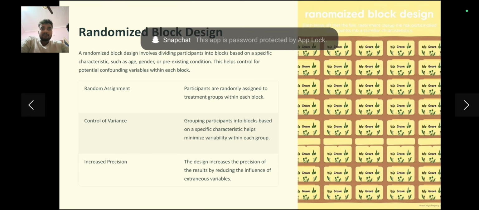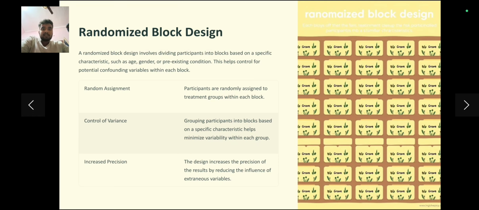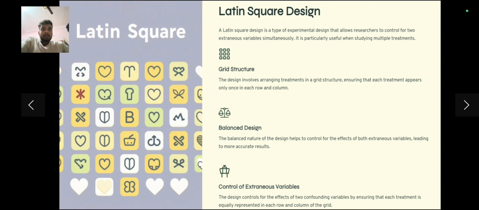Randomized block design. A randomized block design involves dividing participants into blocks based on specific characteristics such as age, gender, or a pre-existing condition. This helps control for potential confounding variables within each block of extraneous variables.